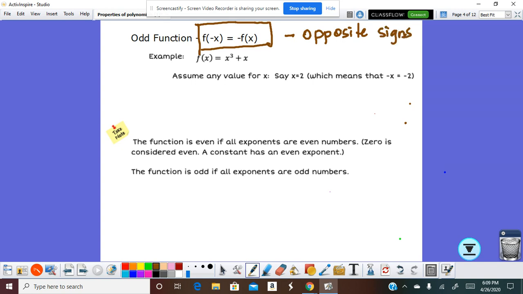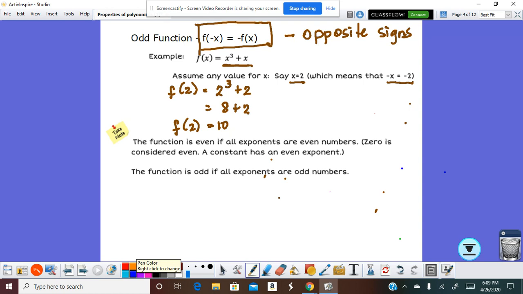Let's get an example. Supposing f of x is equal to x cubed plus x. Again, let's assume any value for x, but for this purpose, let us say x is equal to 2. Again, negative x would be equal to negative 2. So, what is our f of 2? We're plugging in 2 in place of x in our equation. So you'll have 2 to the third power plus 2. 2 to the third power is 8 plus 2. So our f of 2 is equal to 10.